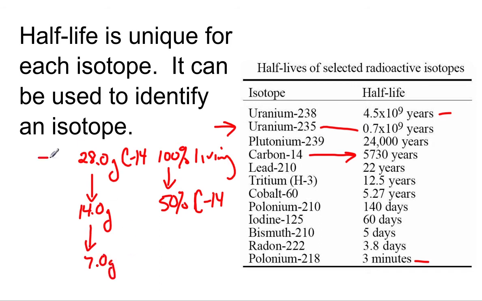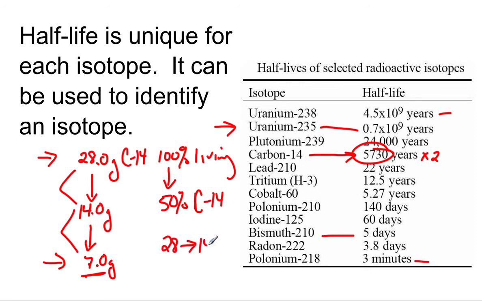So if you measure something and it's living, you would expect to see this mass. If you measure something and it's only got 7 grams, now you know a lot of time has passed, basically 2 half-lives. So then you multiply 5,730 years times 2, and you know how old it is, if it's only got 7. And look at some of these other ones. Some of these have a half-life that's measured in days. Like bismuth, 5 days go by. So if you have 28 grams of bismuth and 5 days passes, now you have 14. Another 5 days, and now you have 7, and so forth. So now you know to get from 28 to 7, 10 days must have passed.